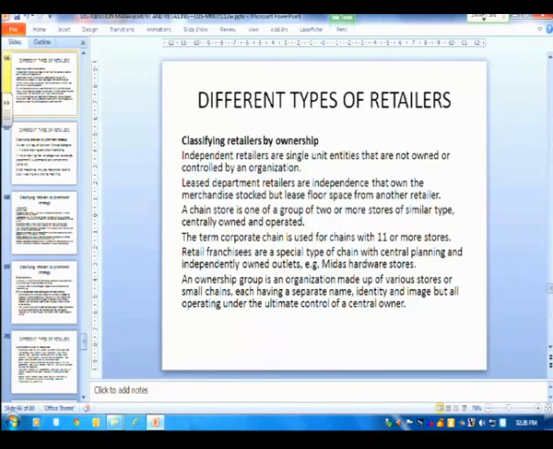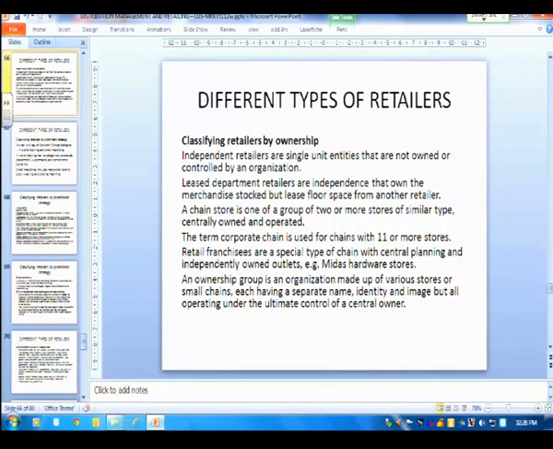Let's look at the different types of retailers. 1, classifying retailers by ownership. Independent retailers are single unit entities that are not owned or controlled by an organization. Leased department retailers are independents that own the merchandise stocked but lease floor space from another retailer.